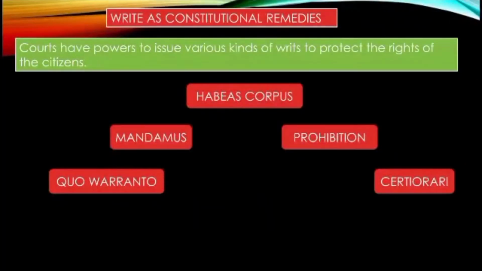Right to constitutional remedies. That means the court has full authority to issue various kinds of writs in favor of people, that means to provide justice and equal rights in society as a citizen of the country. So the constitutional writs mentioned here for constitutional remedies are Habeas Corpus, Mandamus, Prohibition, Quo Warranto, Certiorari.